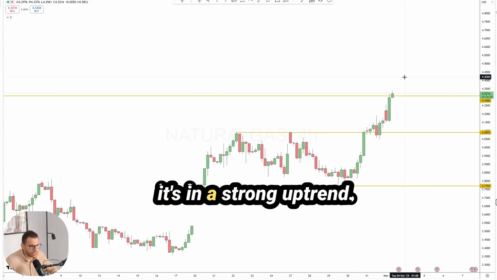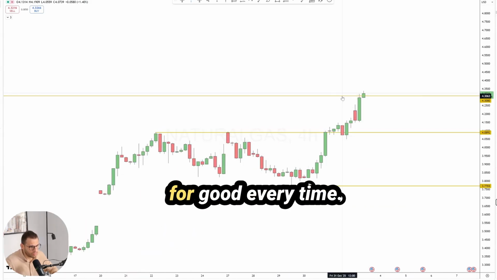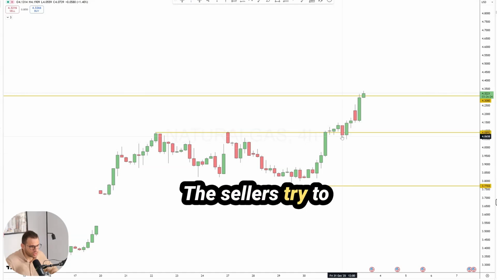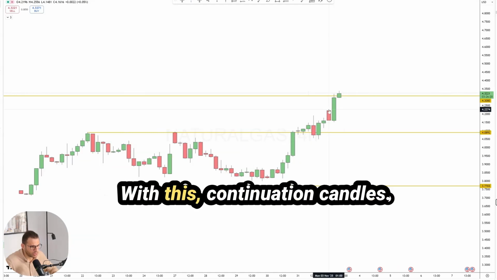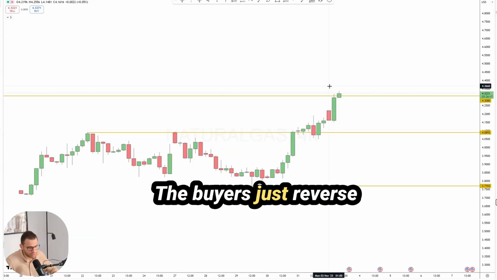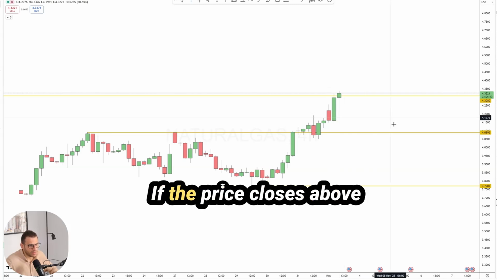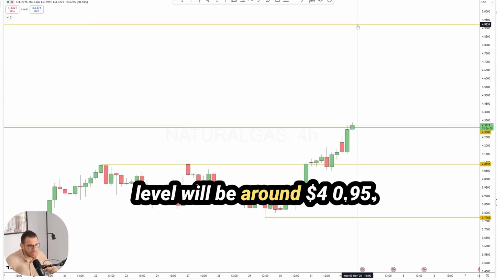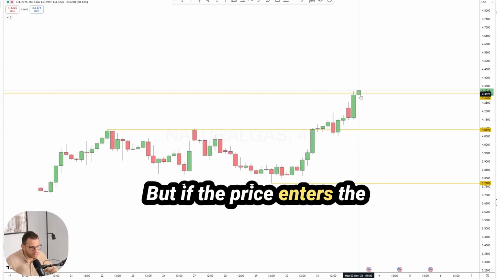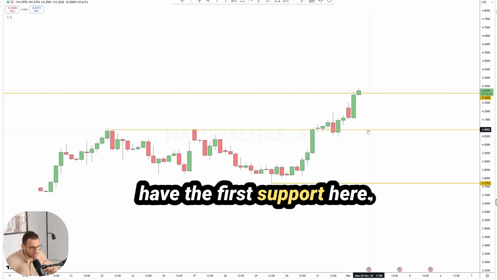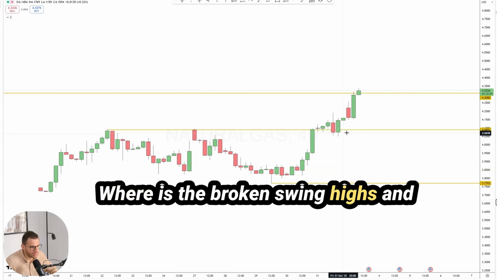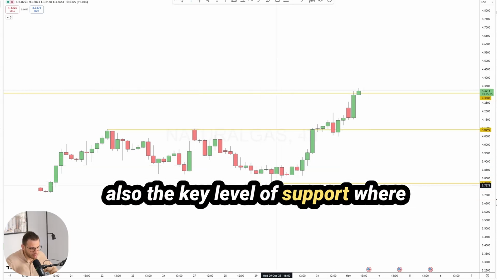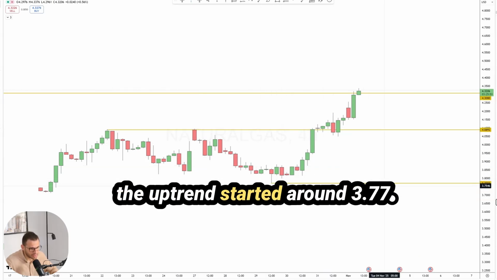Natural gas, it's in a strong uptrend. Buyers stepped in for good. Every time the sellers tried to push to the downside with these bearish continuation candles, the buyers just reverse within one period. If the price closes above this resistance, the next key level will be around $4.95. But if the price enters a retracement phase, we have the first support here where it's the broken swing highs, and also the key level of support where the uptrend started around 3.77.